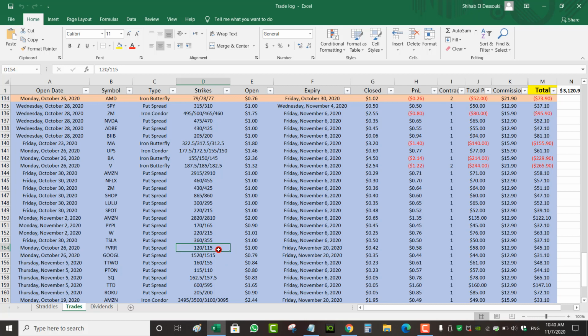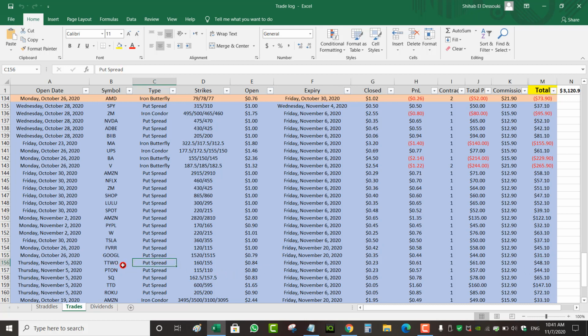Fiverr was a put spread after earnings. Finally closed it for 42 cents. Google was an earnings trade that I rolled that I should not have rolled. Initially it was 89 cents, and then I rolled it for a debit of 10 cents. So that's why I've got 79 cents. I closed it for 35 cents this week. So a small profit of $31.